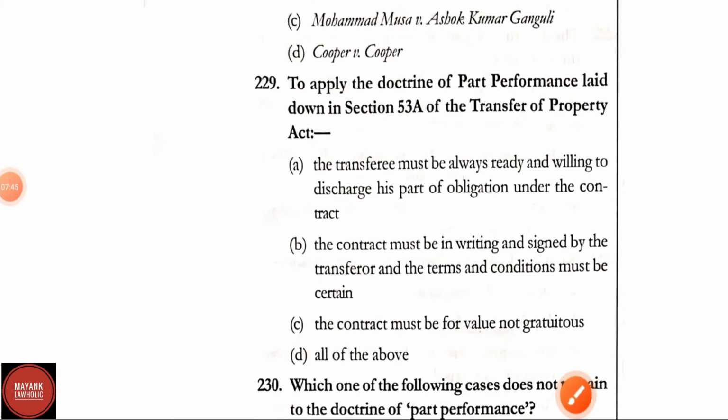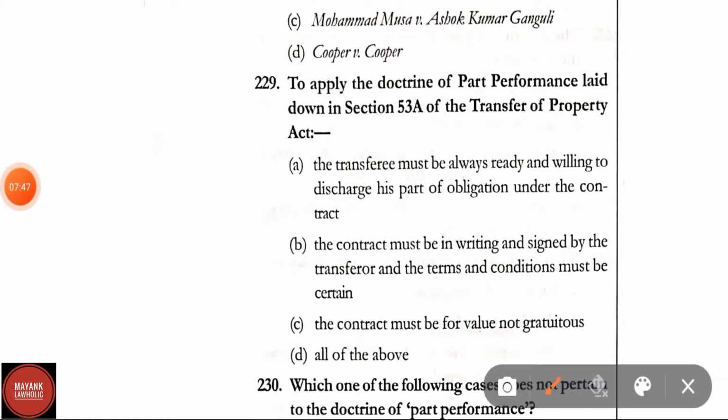Question number 229. To apply the doctrine of part performance laid down in section 53A of TPA, the transferee must be always ready and willing to discharge his part of obligation under the contract. The contract must be in writing and signed by the transferor, and the terms and conditions must be certain. The contract must be for value, not gratuitous. Option D, all of the above. Here correct answer is option D, that is all of the above.